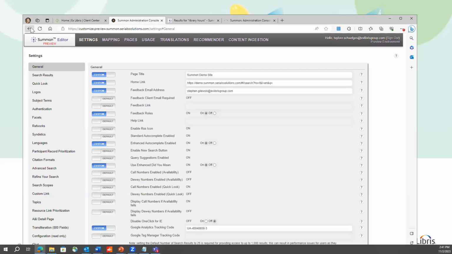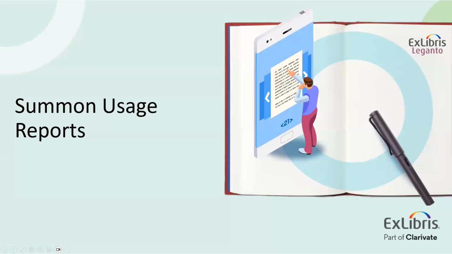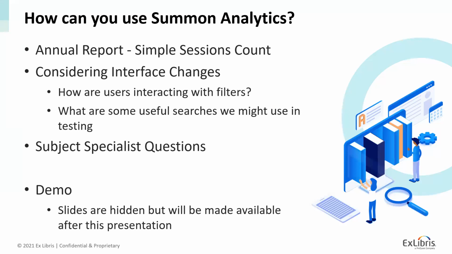So I'm going to go back to the normal environment and pop back to my presentation for a second. Now we'll talk about Summon usage reports. Sometimes they're referred to as Summon usage reports, Summon analytics, or the OAS analytics suite. As you'll see once we authenticate into it, that's actually the formal name. So how can you use Summon analytics? Some people like to do an annual report on simple session counts.